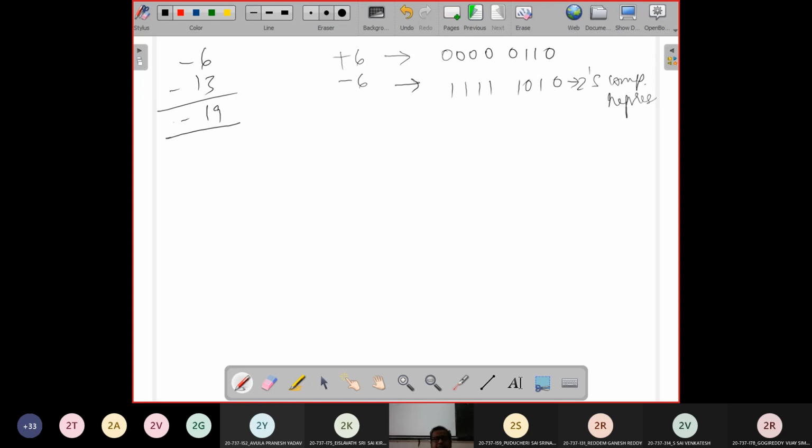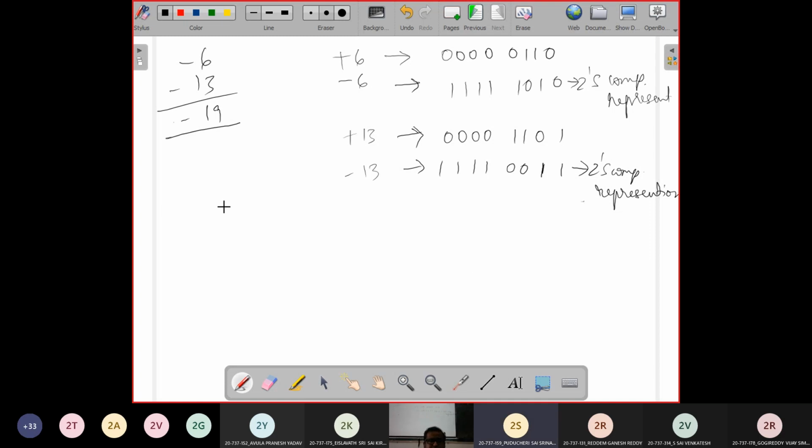Agree? Yes, sir. Now similarly, I have to consider the other number, plus 13. Plus 13 means 0, 0, 0, 0, 1, 1, 0, 1. This is plus 13, right? Now minus 13: take the 2's complement of this binary pattern. That will be 1 here, 1, 1, 1, 0, 0, 1, 1. This is the 2's complement representation of minus 13. Am I clear till this point?